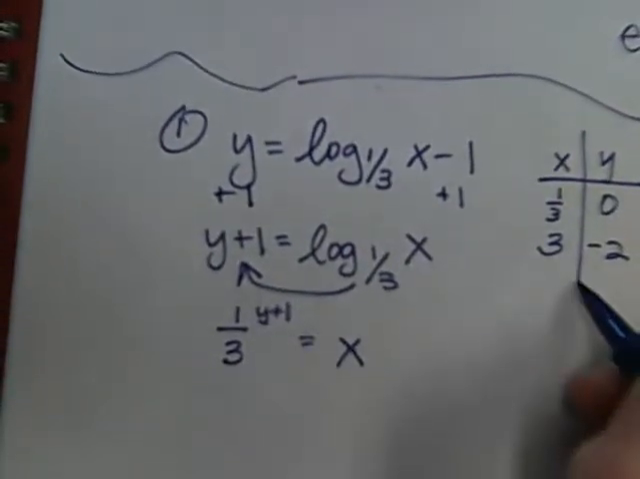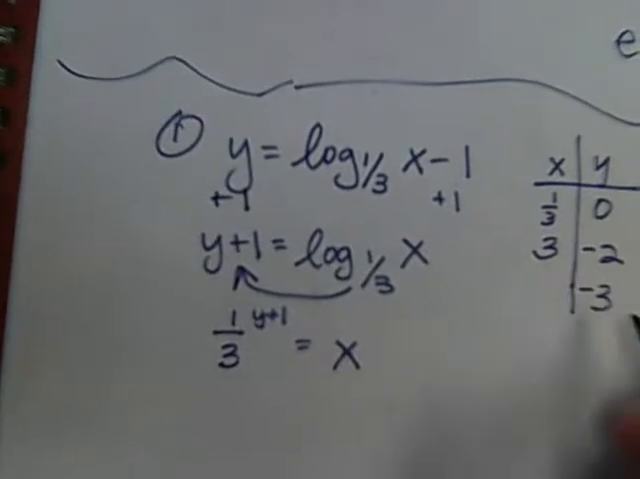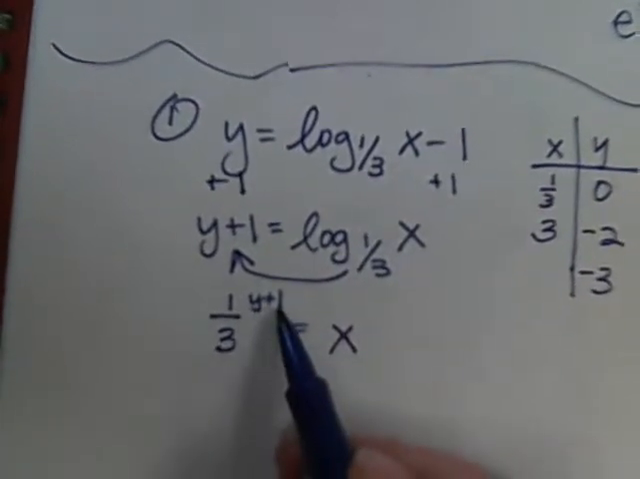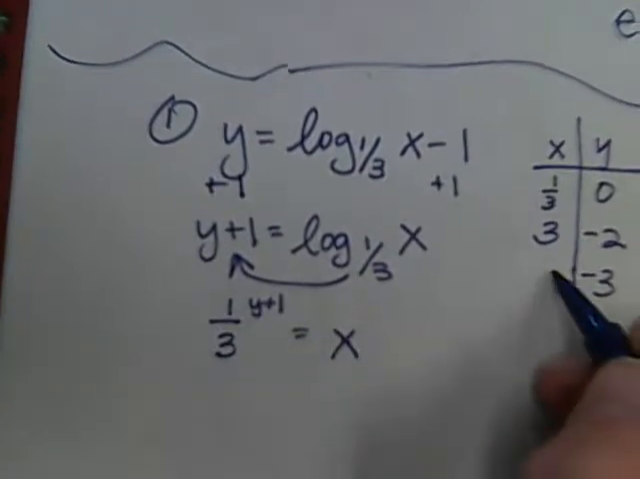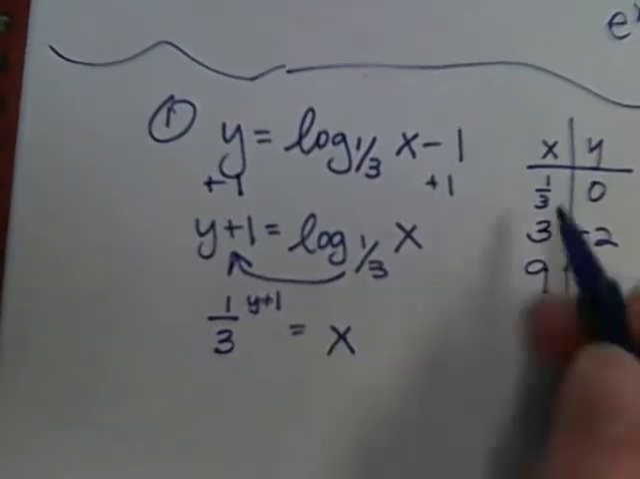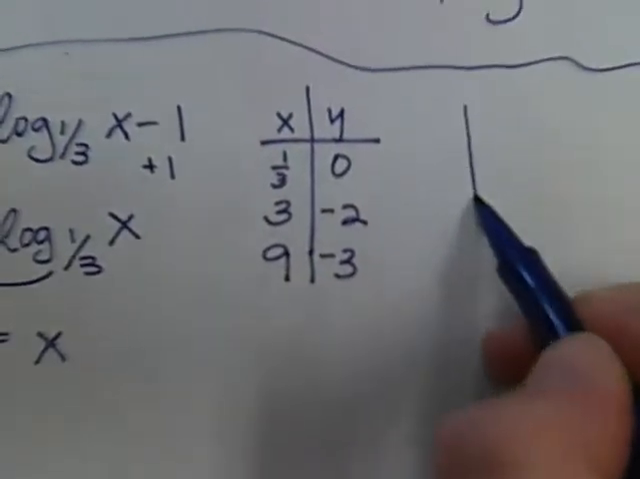Maybe I want to go one step further and ask, what if I put -3 in? -3 plus 1 would be -2. That would flip it and square it, which would be 9. Okay, so I've got some points there to graph.